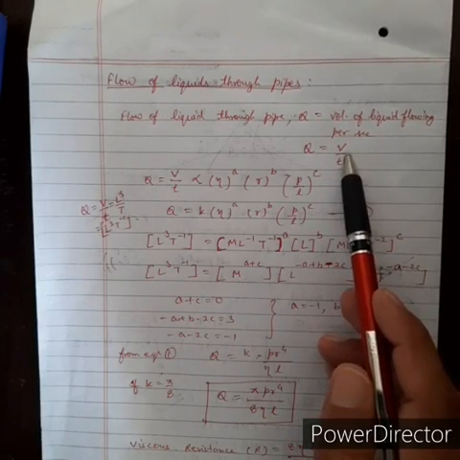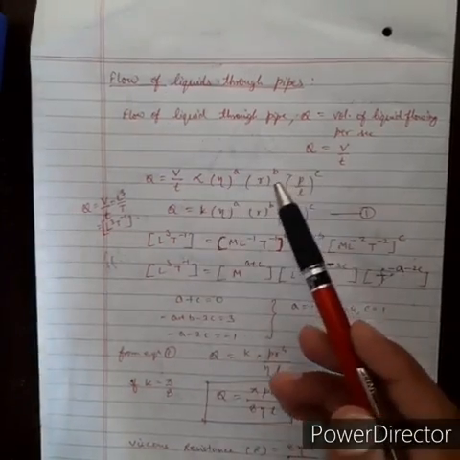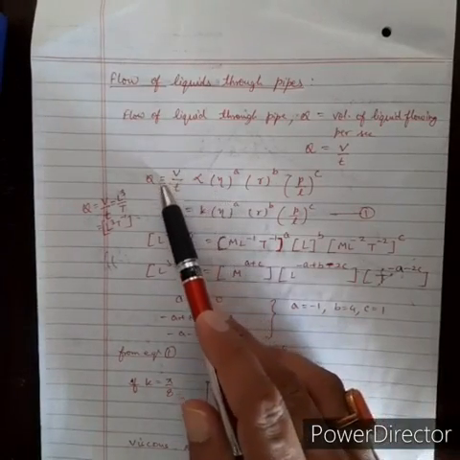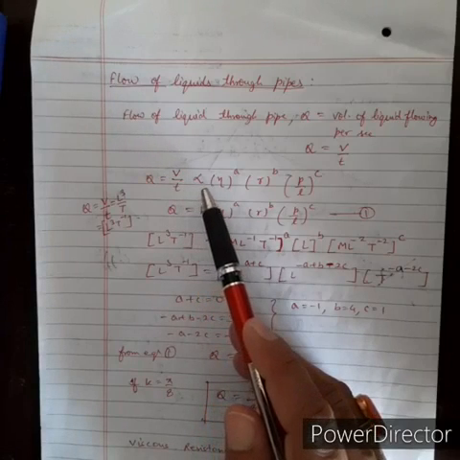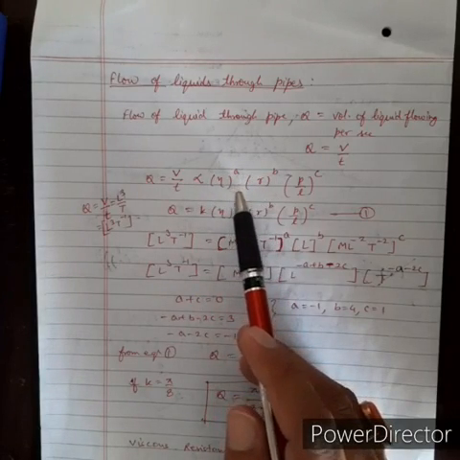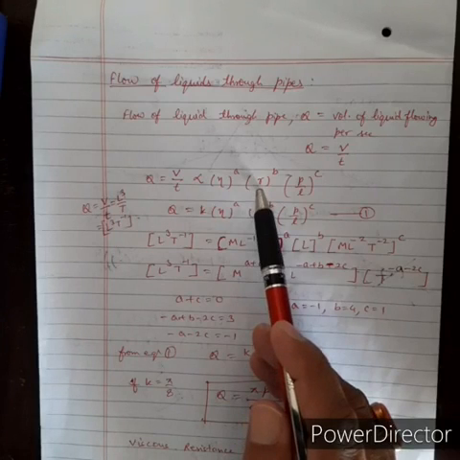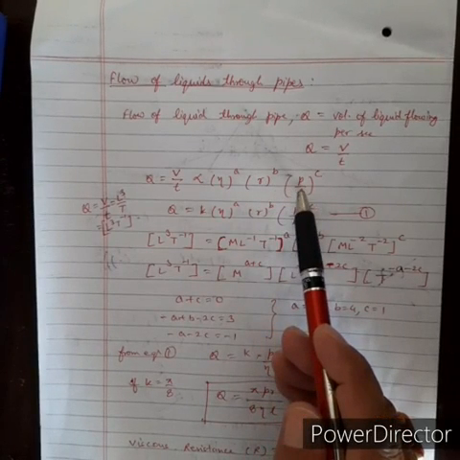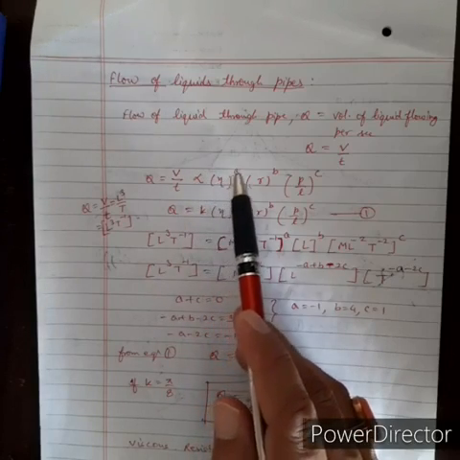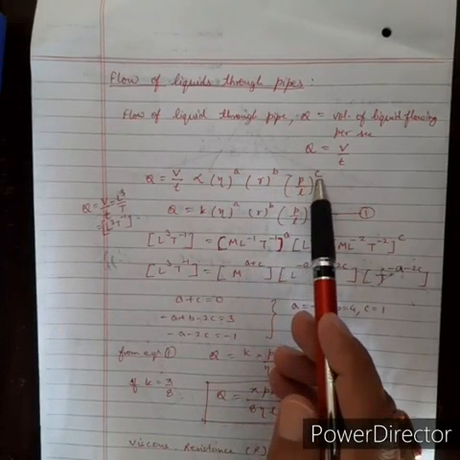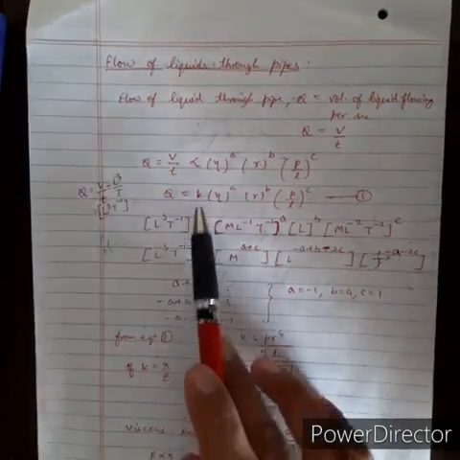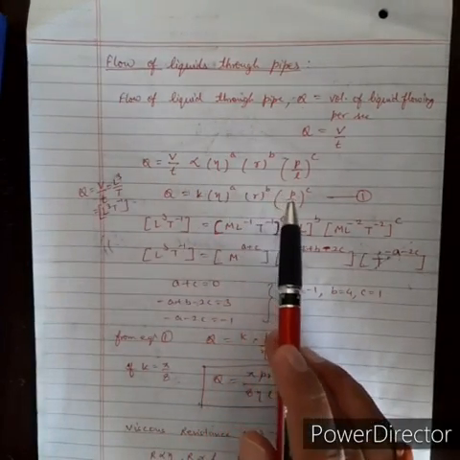The rate of flow of a liquid, or the rate of discharge through a pipe, depends on some parameters. First the viscosity of the liquid, then the radius of the pipe, and third the pressure gradient. So Q is equal to V by T, which is directly proportional to eta^A R^B (P by L)^C. Removing the proportionality, Q is equal to K eta^A R^B (P by L)^C.